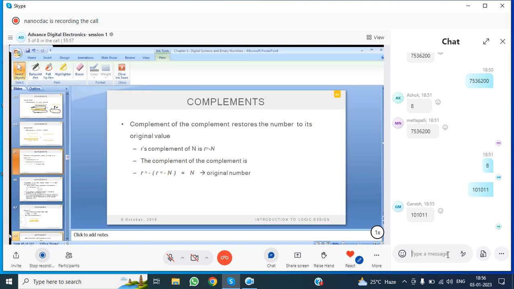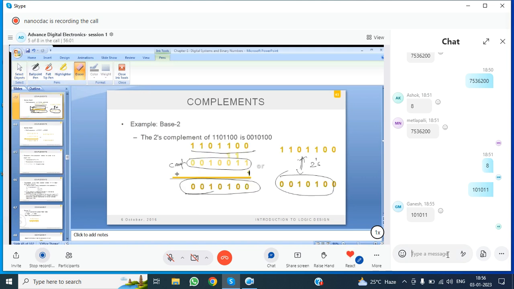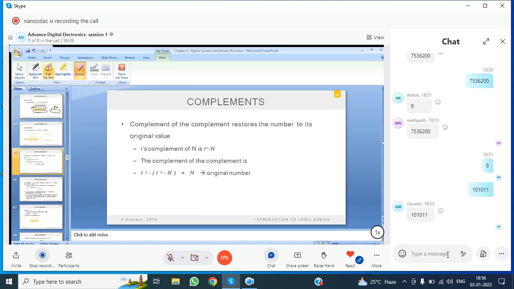now complement of the complement. Let us suppose A is a number, any number. So the complement of A is A dash. If you take the complement of the complement, it will be A only. Okay, just 1 second.